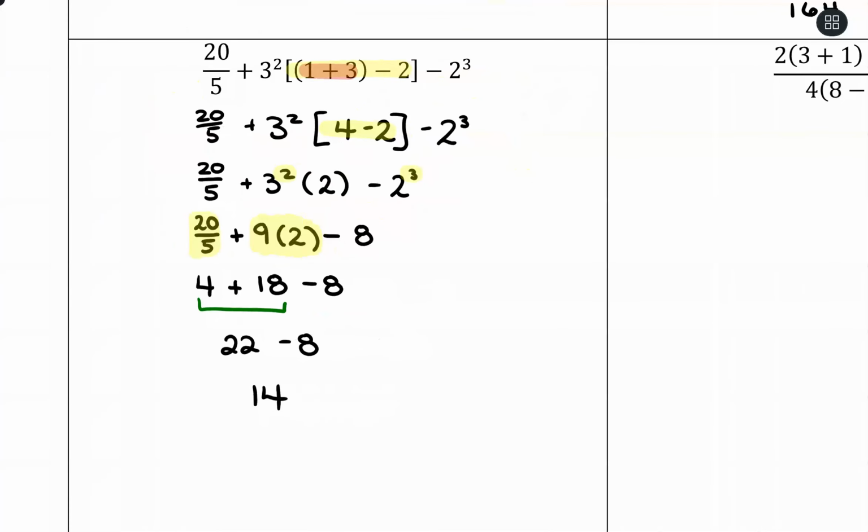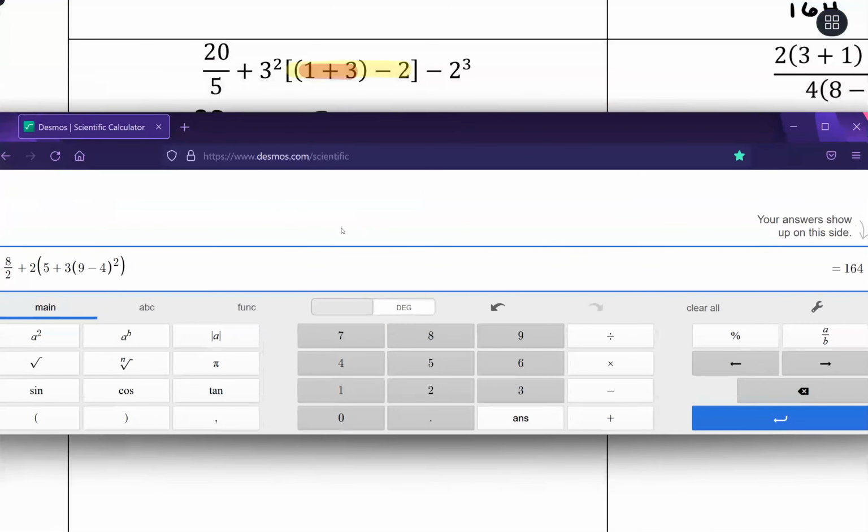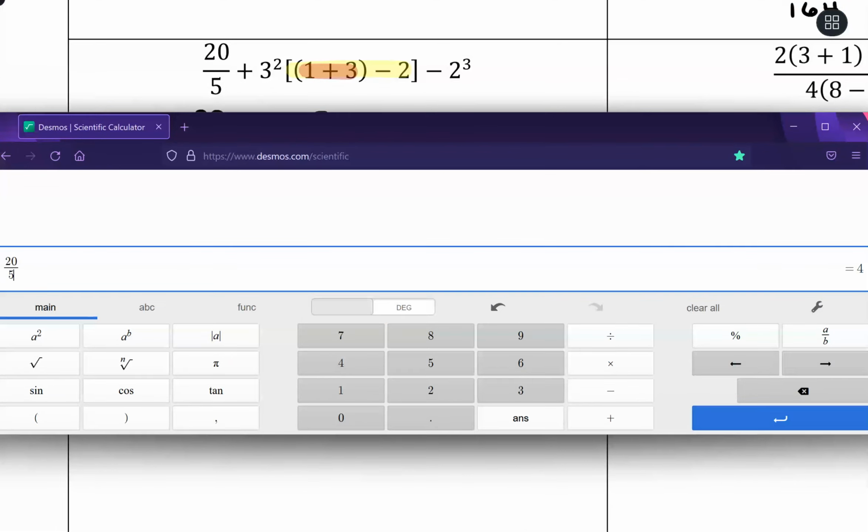Again, we can throw that into the calculator to make sure we did it all correctly. And in fact, let's do that. It's better to walk away from it knowing you have it right than to just leave it and be a little unsure. So 20 divided by 5 plus 3 squared. 2 sets of parentheses with 1 plus 3 minus 2. Close those parentheses, minus 2 cubed. And it's a 14. Yay!